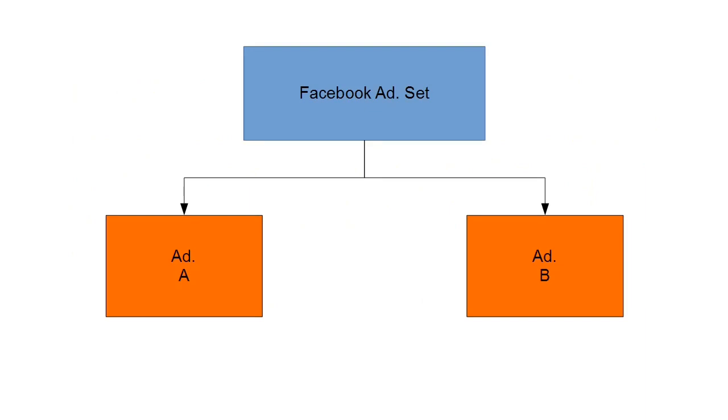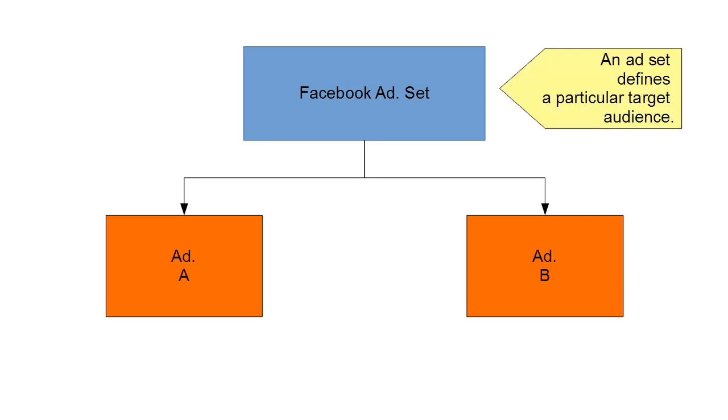And it works a bit like this. First of all, you have your Facebook ad set, and then you have two ads. For the sake of argument, let's call them Ad A and Ad B. Now, an ad set defines a particular target audience, and it's also used to define your budget, your schedule, and the bid type.